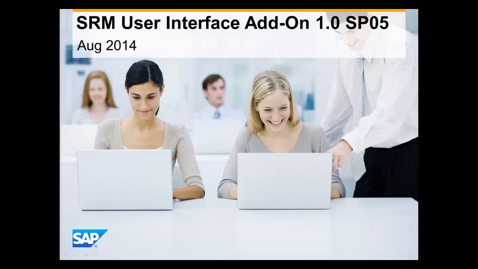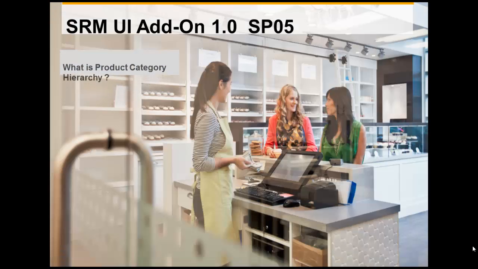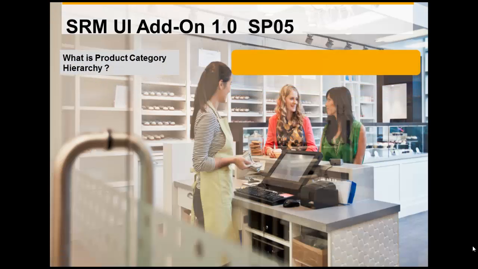In this session, I would like to show you one of the new features available with SAP SLM UI add-on 1.0 SP05. The feature that I would like to explain to you today is called the product category hierarchy, made available in search results. Now the first question which comes to our mind is, what is product category hierarchy?